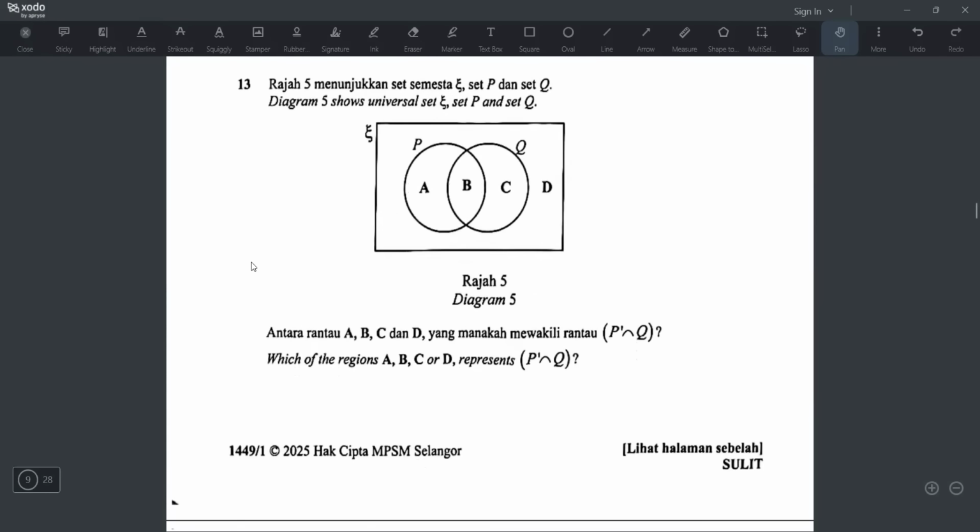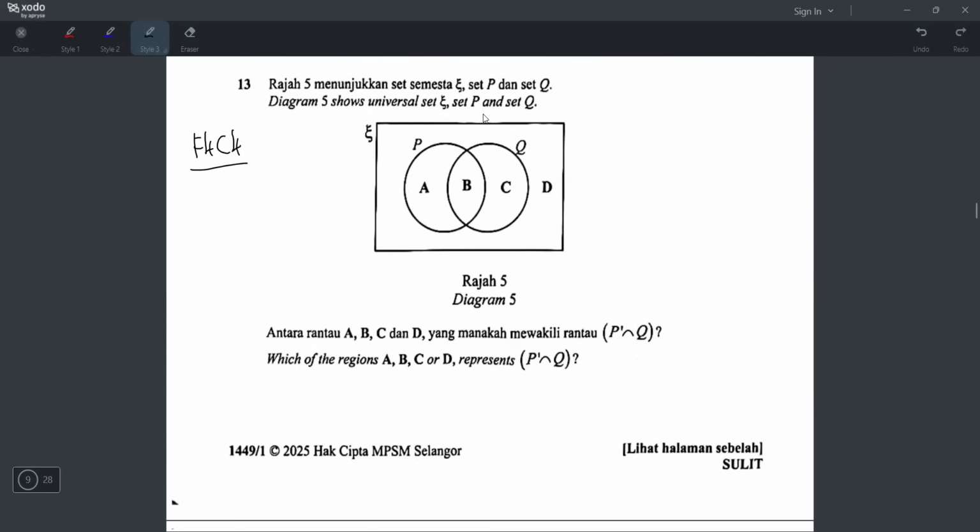Okay, I'm going to continue with 13. This is definitely from the sets chapter, chapter 4, I think. Operation on sets. Okay, diagram 5 shows a universal set, set P, set Q. Which of the regions A, B, C, D represents P complement intersect Q? All right, you can see the complement is not outside the bracket. It's at the P there. So I think I have to do P complement first, and then do Q, and then take the intersection. Intersection means take the overlap.